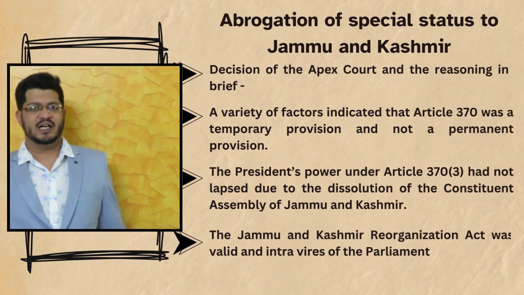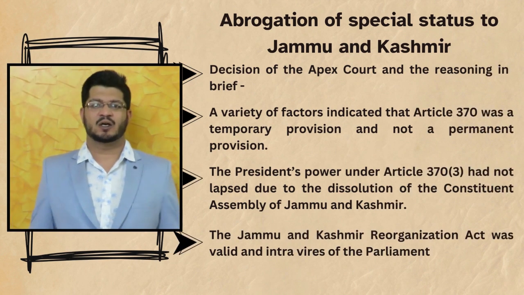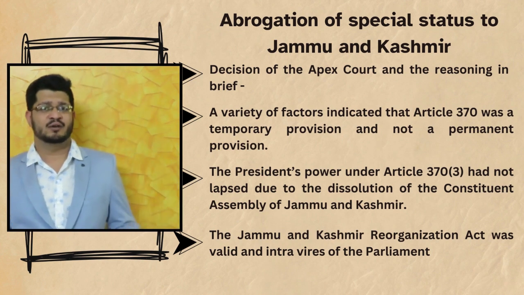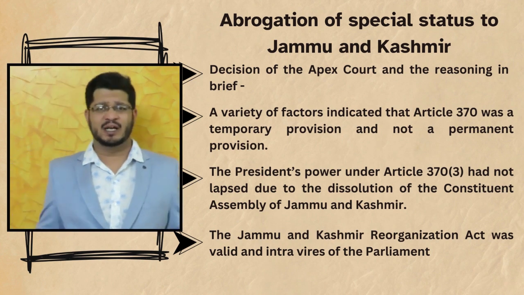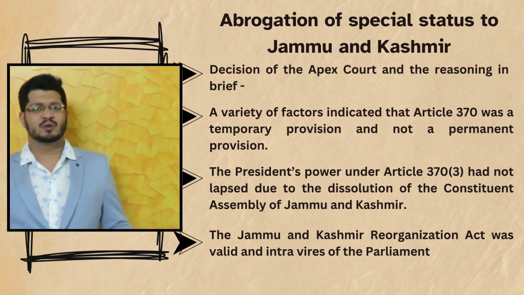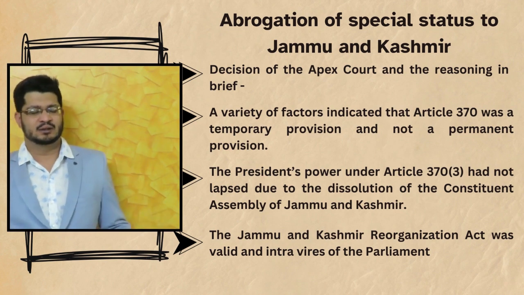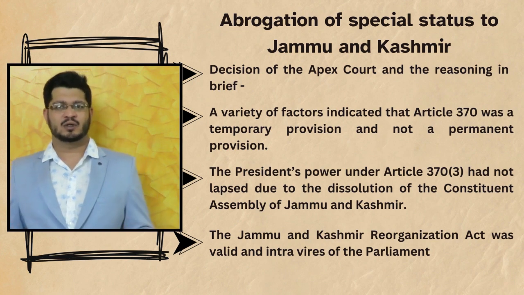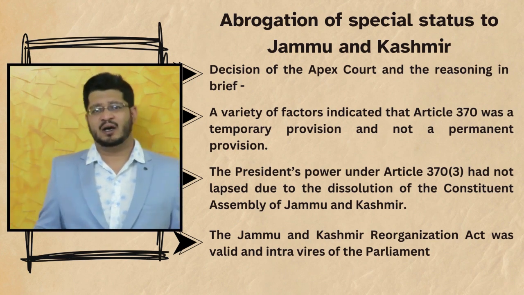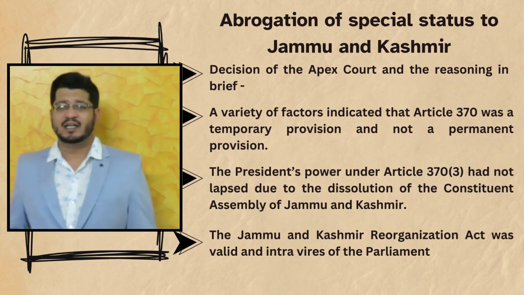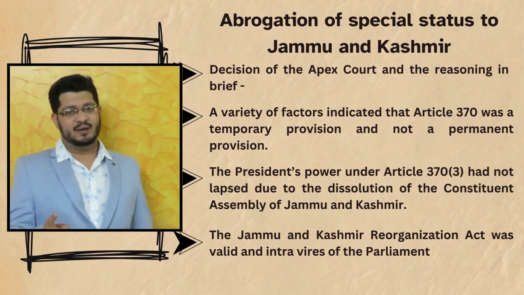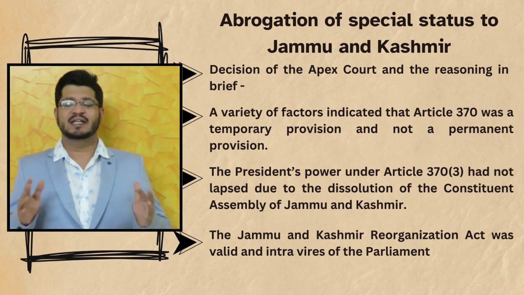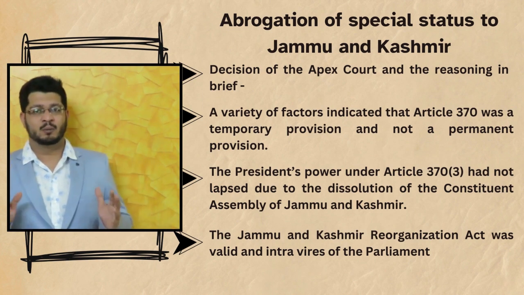Now, let us try to understand the decision of the Supreme Court in this case, and let us also try to figure out the reasoning which was applied by the Honorable Supreme Court in reaching this decision. So, first of all, it was held by the Honorable Apex Court that there were a variety of factors which indicated that Article 370 was not an entrenched provision. On the other hand, it was in reality a temporary provision.